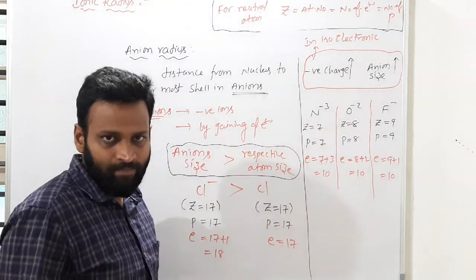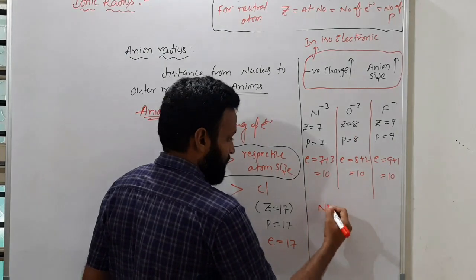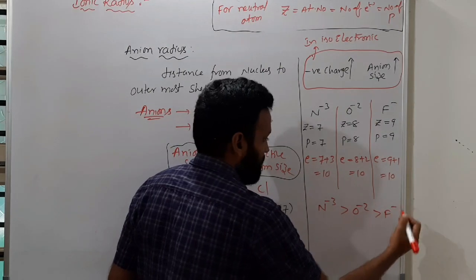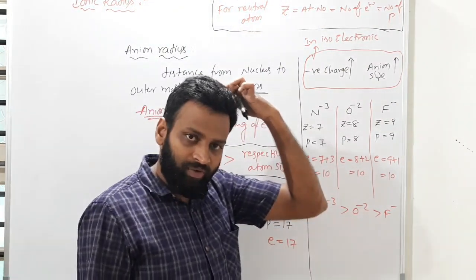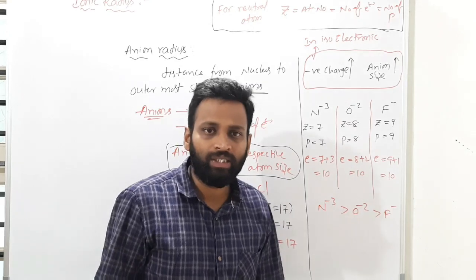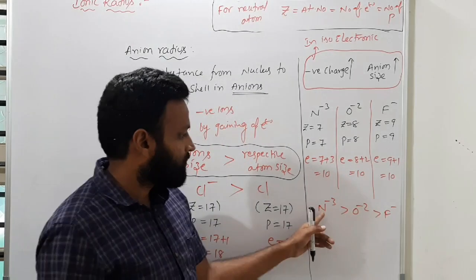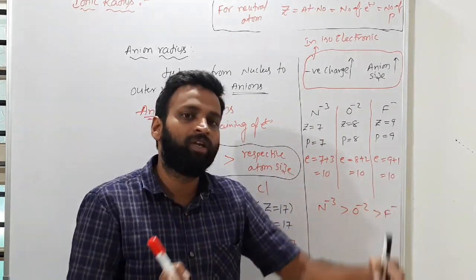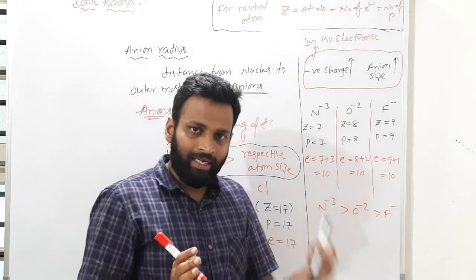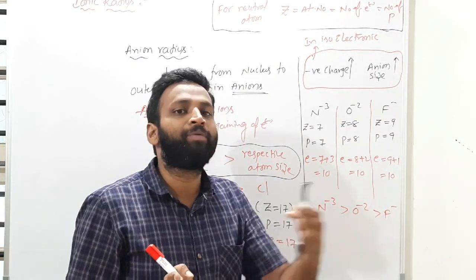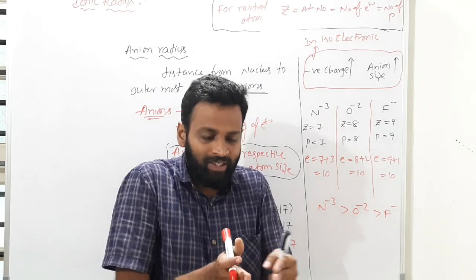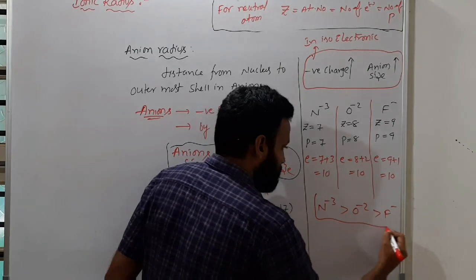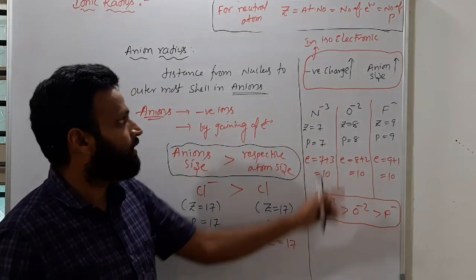But which has more size? N minus 3 has more size than O minus 2, than F minus. So if the negative charge increases, the size is more because electrons are more and protons are less. As I told you, if electrons are more, they will move away from the nucleus. So what will happen? The distance increases, so the radius increases. Got it? This is a very important thing.